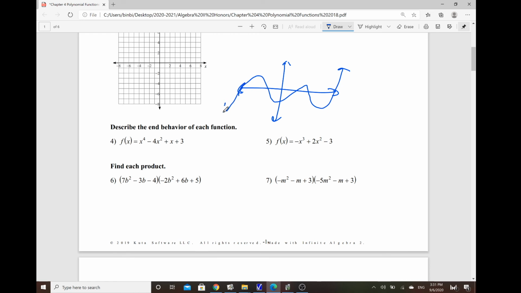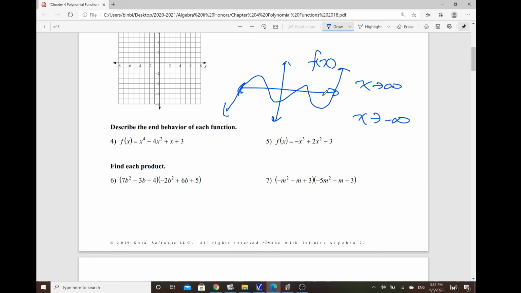So this one is actually going down all the way through. So let's say we have a function like this with a graph. Let's say this one is f of x. End behavior means you want to find out the boundary of the graph as x approaches infinity and then x approaches negative infinity.